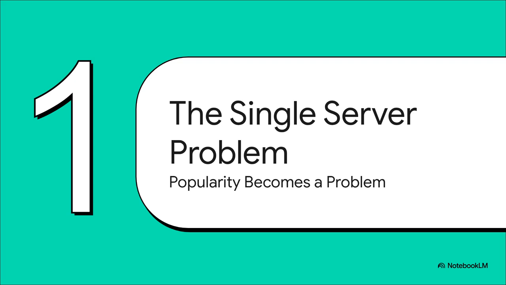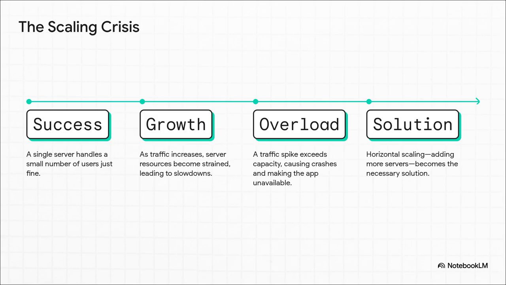See, when an application is just starting out, one computer, one server can probably handle all the user requests just fine. But then you get popular, and suddenly that success becomes your biggest bottleneck. And this is a super common story. You start out, everything's great, then you get more users and things start to slow down. Then a huge traffic spike hits and boom, system overload. Your app is down. Now sure, you could just buy a bigger, beefier server. That's called vertical scaling. But you'll eventually hit a limit. The real, long-term solution is horizontal scaling. Instead of one giant server, you get more servers.